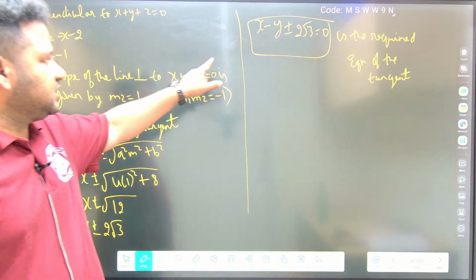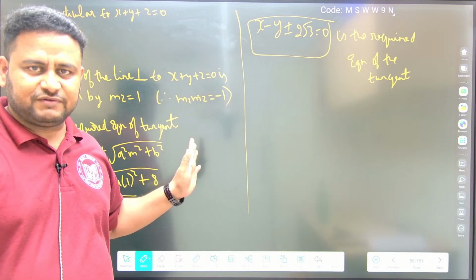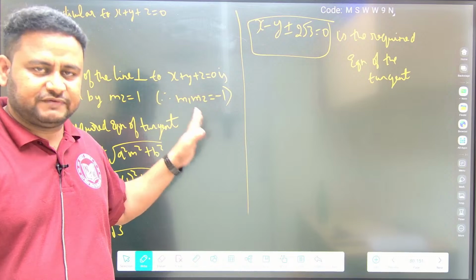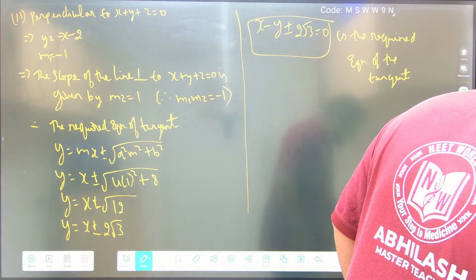X minus y plus or minus 2 root 3 is equal to 0 is the required equation of the tangent. Clear? Got it, everyone? This is the way you have to solve this question when it comes to tangents. Now let us see one question that is having a normal.